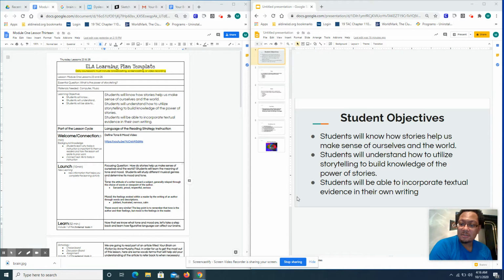Today's objectives: students will know how stories help us make sense of ourselves and the world. Students will understand how to utilize storytelling to build knowledge of the power of stories. Students will be able to incorporate textual evidence in their own writing. On this assignment, I don't have anything for you to do on writing per se, but I do have you jot some things down and define some words.